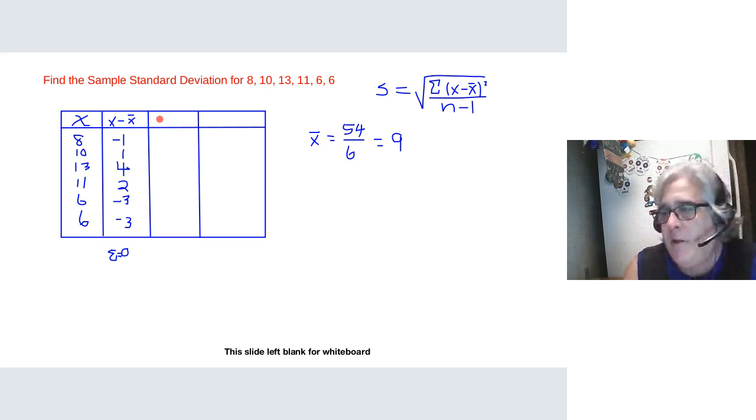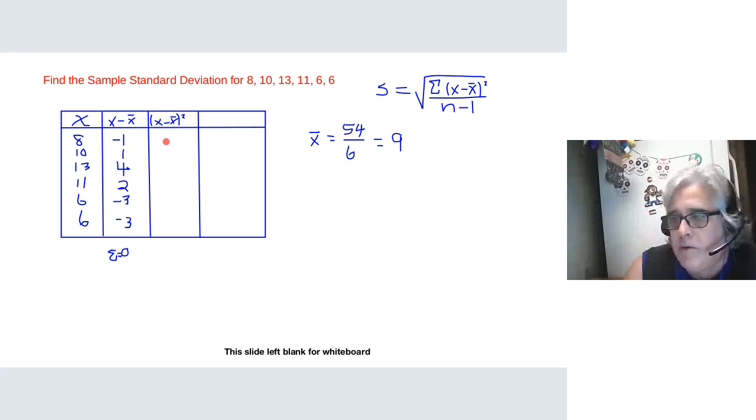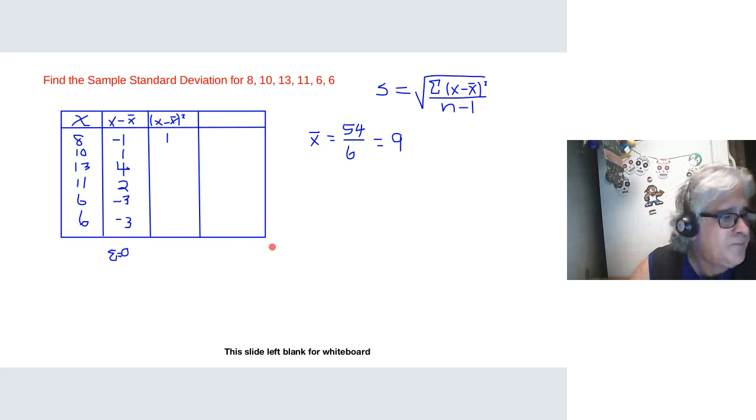Now, the next one is we have to square those things. So -1 squared is going to be 1. Anything squared is always going to be positive, even if it starts out negative. So both -1 and 1 are positive 1. 4 squared is 16. 2 squared is 4.